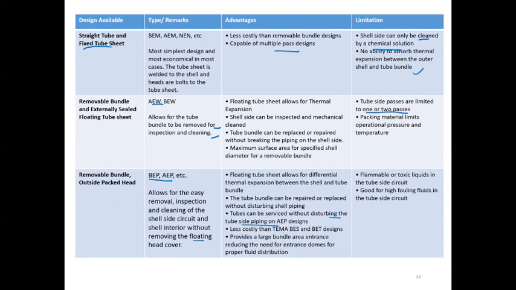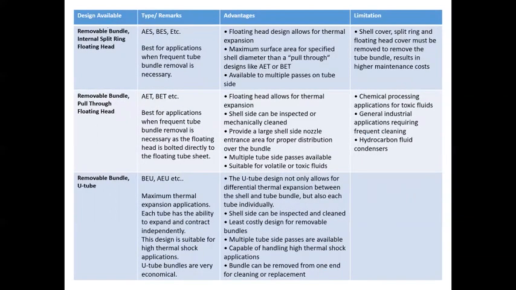Okay, it is less costly than TEMA BES and BET designs. Okay, it provides a large bundle entrance area, reducing the need for an entrance dome for proper fluid distribution. Okay, but the limitation is flammable or toxic liquid in the tube side circuit, and it is good for high fouling fluids in the tube side circuit. Okay, the other designs are removable bundle internal split ring floating head, removable bundle pull through floating head, and removable bundle U-tube. Okay, the list of the remarks and types is given here.